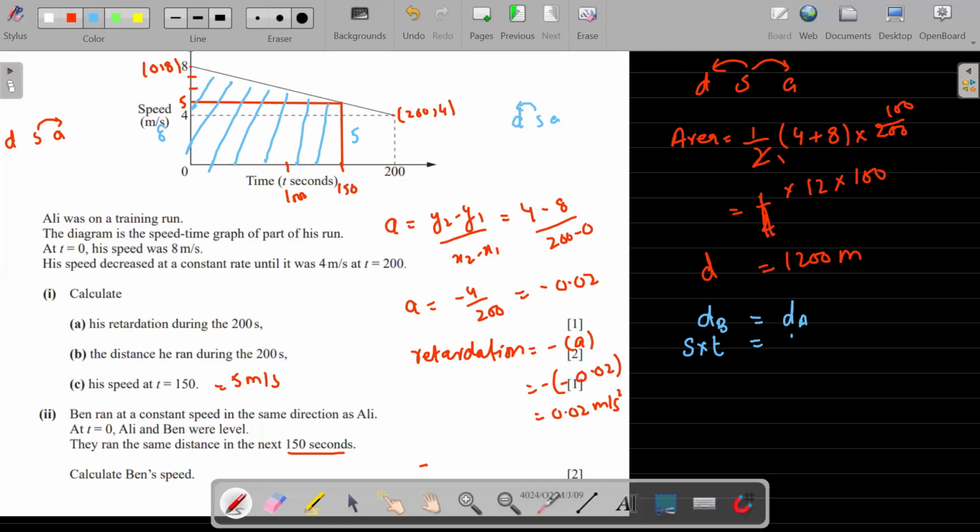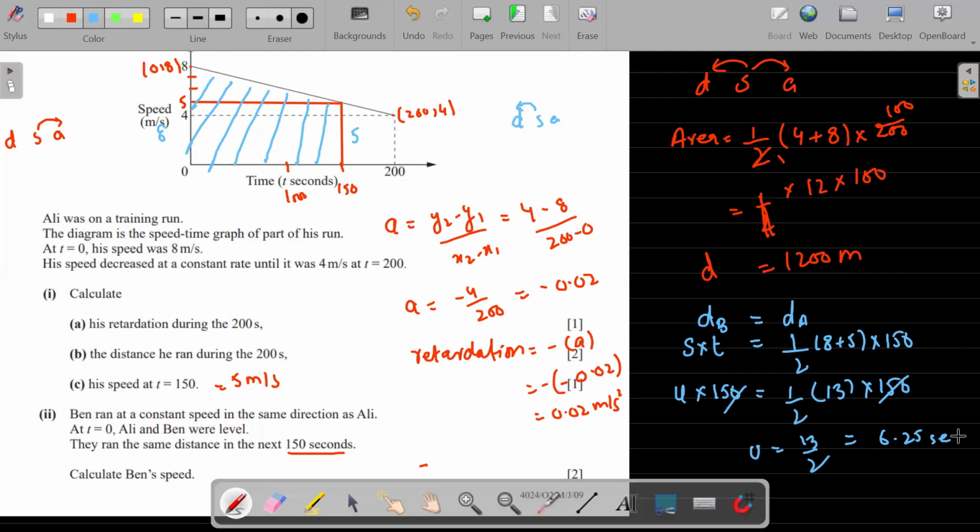So it's going to be half the sum of parallel sides. For this one, my speed is u, which I have to calculate, and time is 150 seconds. So let's simplify that: 13 times 150 by 2. So that is 6.25, almost, that will be my speed. Let's cross check and divide it: 13 divided by 2 will be 6.5.